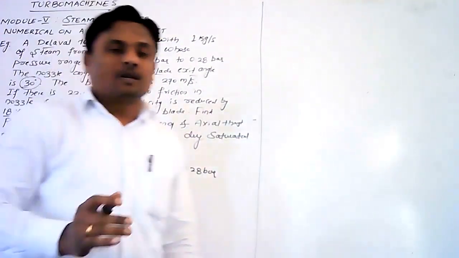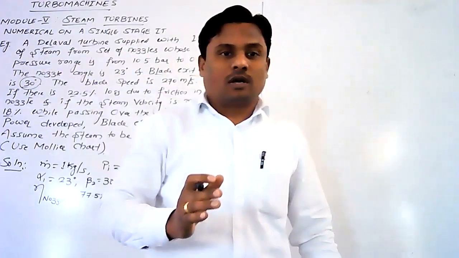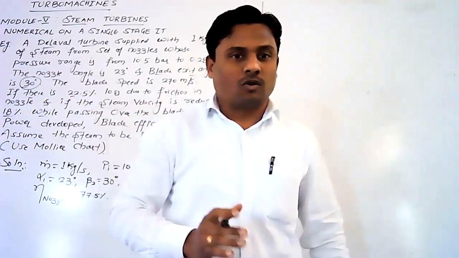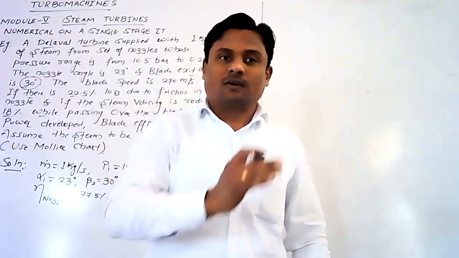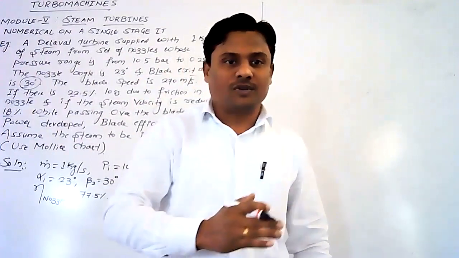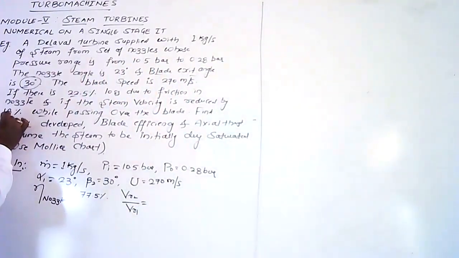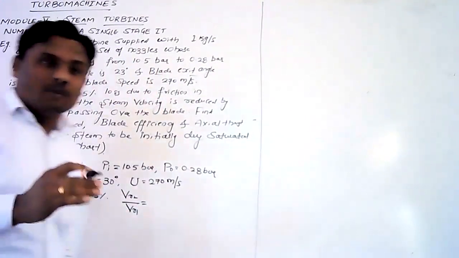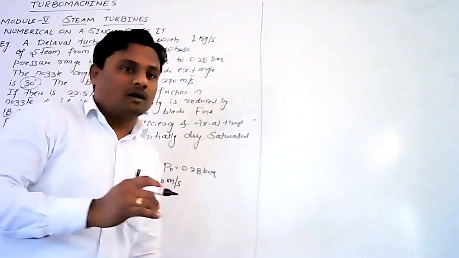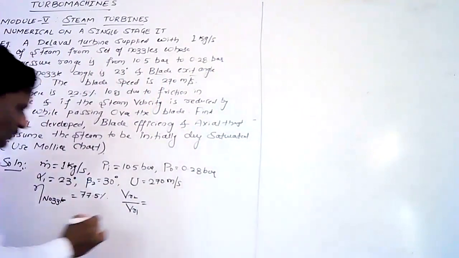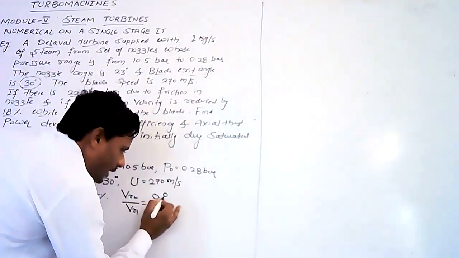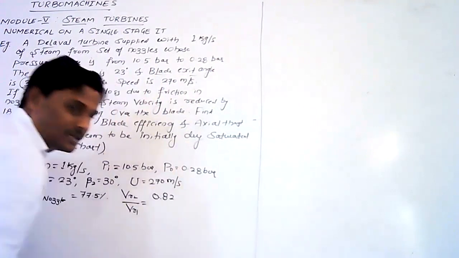So whenever there is a reduction in velocity when the steam is flowing over the set of moving blades, we can represent the ratio or the blade coefficient as VR2 by VR1. So VR2 by VR1 equals 100% minus 18%, that is 82%. So 82% or 0.82. This is an important step.